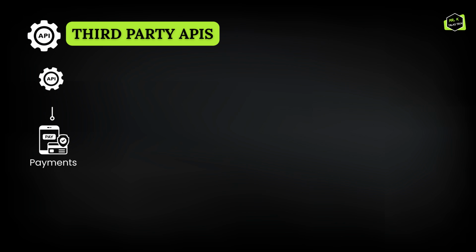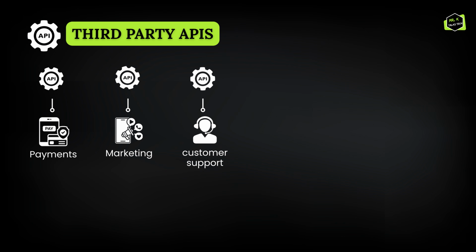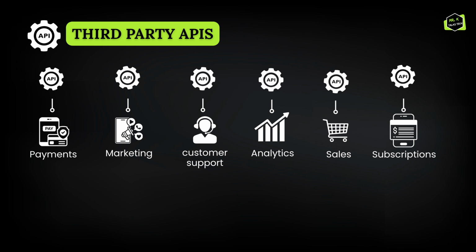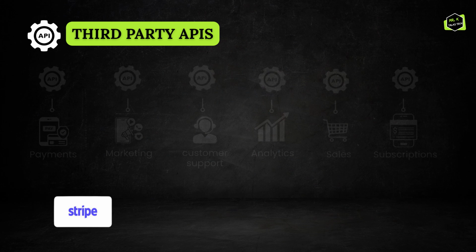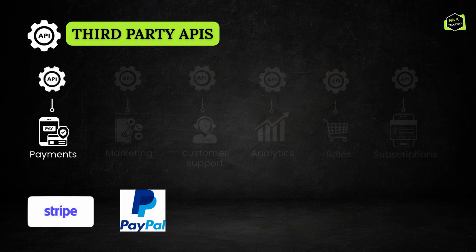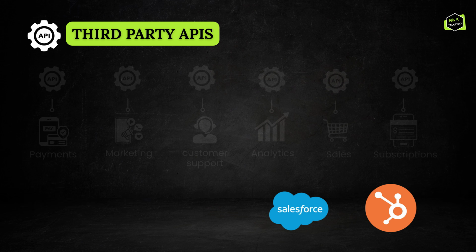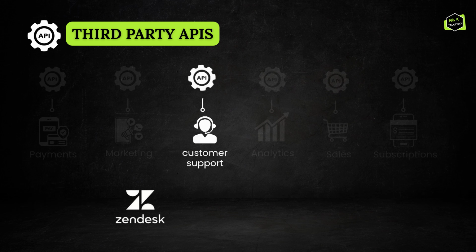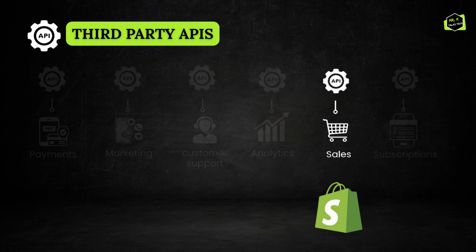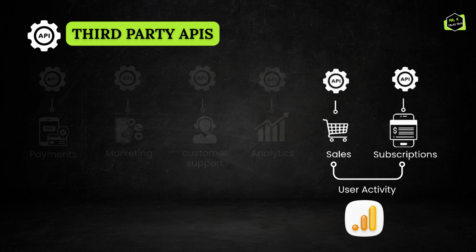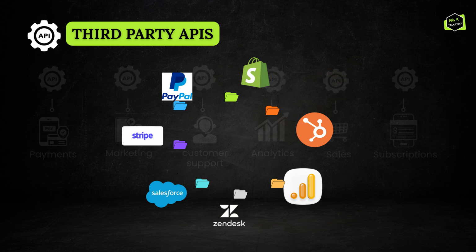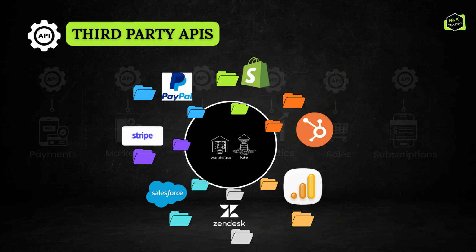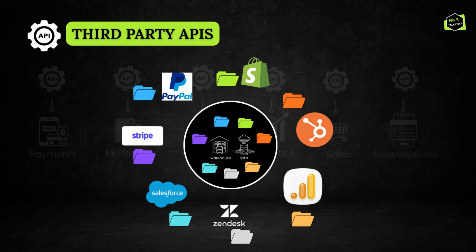The third source is third-party APIs. Most companies use external tools for payments, marketing, customer support, analytics, sales, and subscriptions. For example, a company may use Stripe or PayPal for payments, Salesforce or HubSpot for sales, Zendesk for support, Shopify for commerce, and Google Analytics for product behavior. Each of these tools owns useful data, and the data team often needs to bring it into one central place.